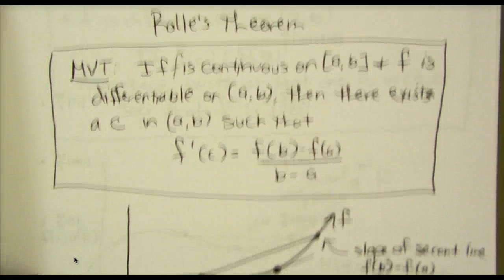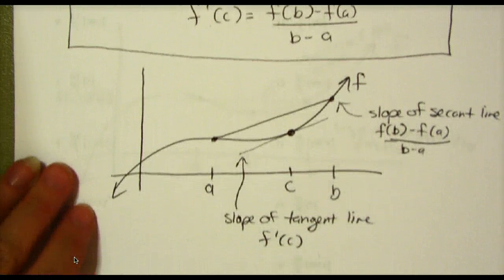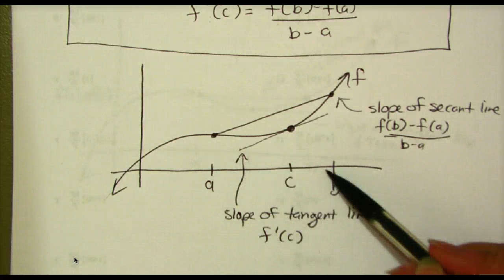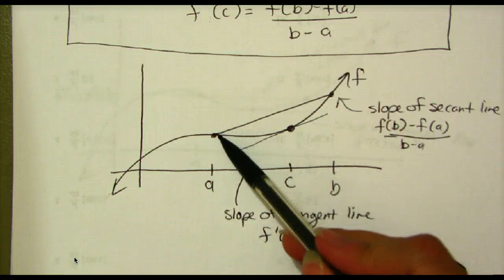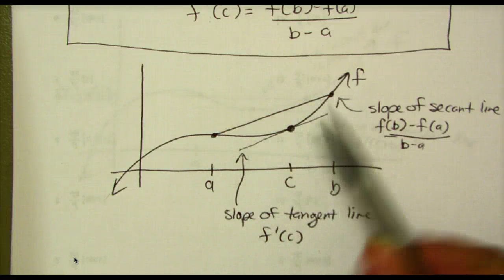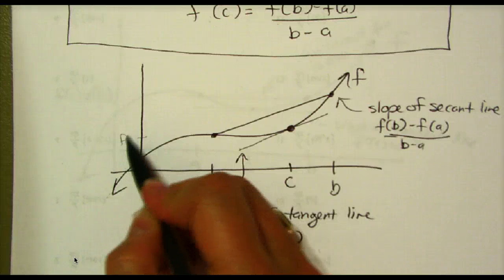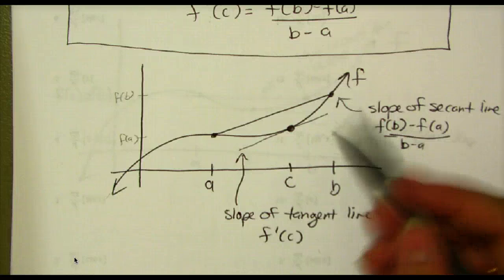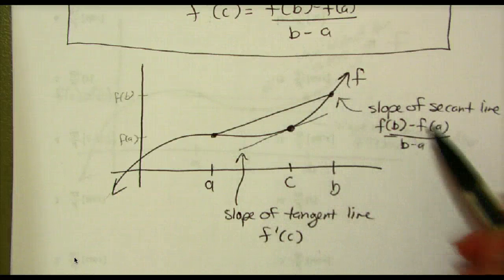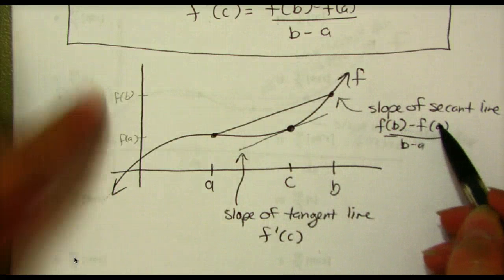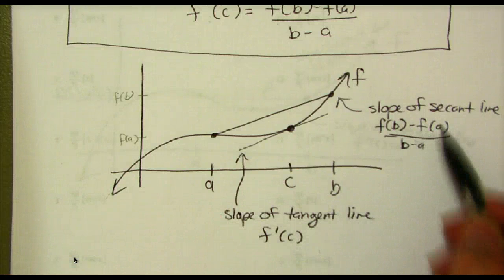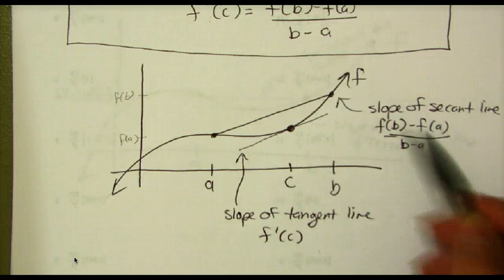In other words, let's take a look at a picture. What it's saying is this closed interval from a to b. So those are 2 points on my f function. And then you have your output of f of a and your output of f of b. So how do I find the slope of this secant line? It's f of b minus f of a. The two y's are subtracted, and the b minus a are subtracted. That's how you get the slope of a secant line with 2 points.